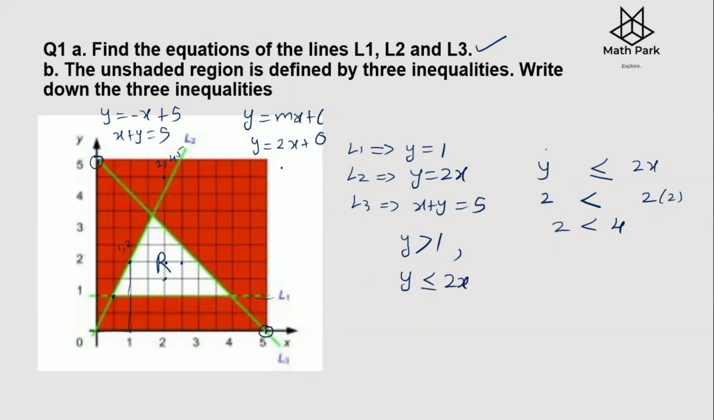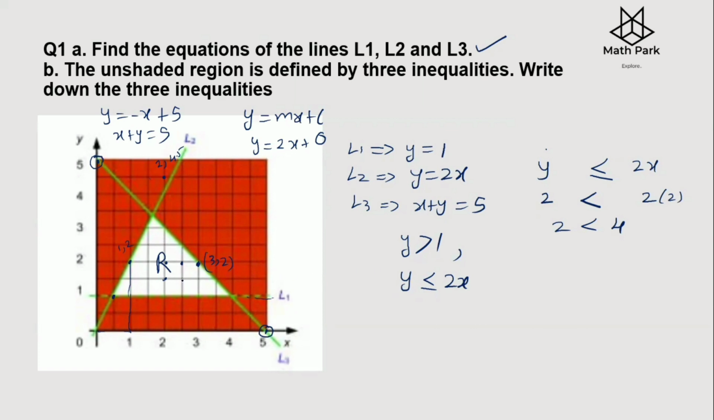You got it? The third one, x plus y is equal to 5, is the equation of the line L3. Now let us look at this region over here. If I take the point 3, comma 2, so this is 3 and 2. Let me put here 3 plus 2. What is happening here? 3 plus 2 is 5. So it is equal to 5.